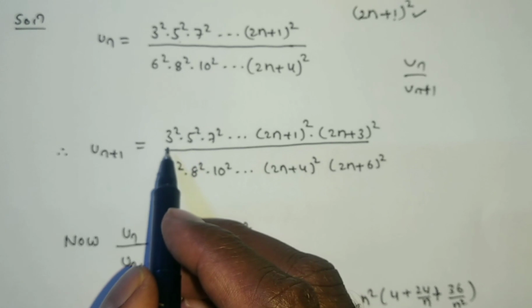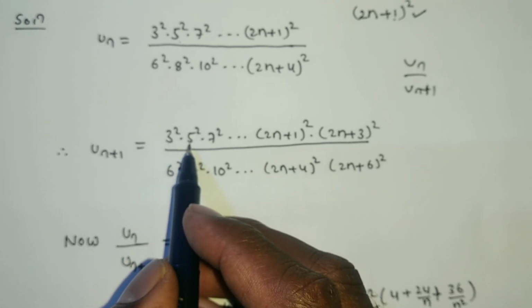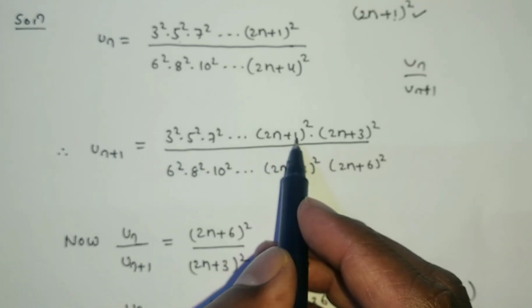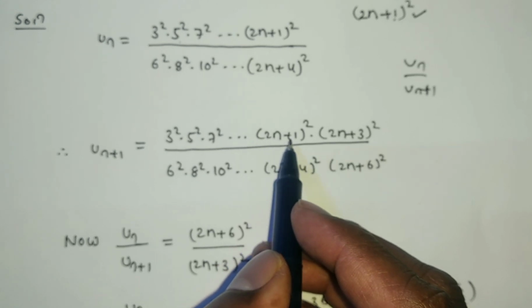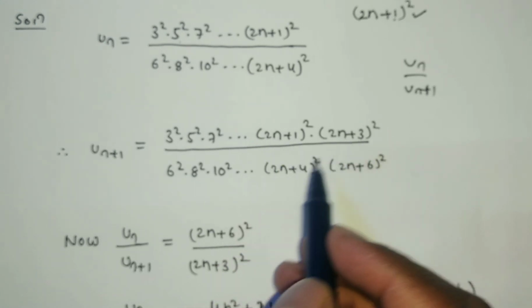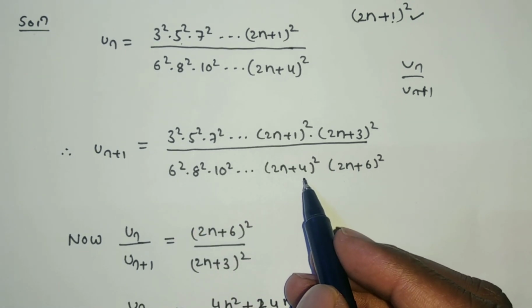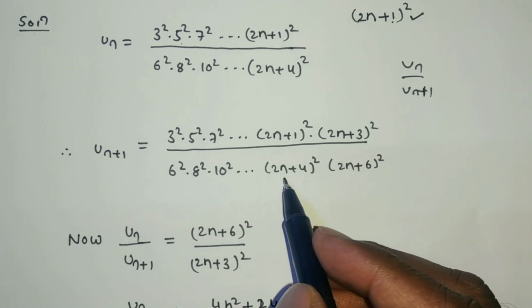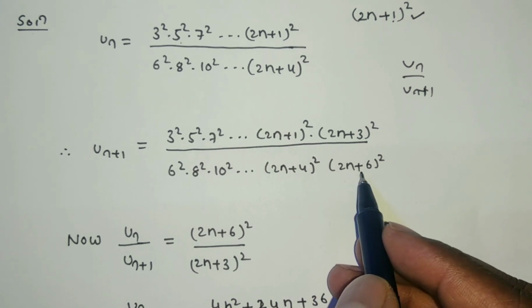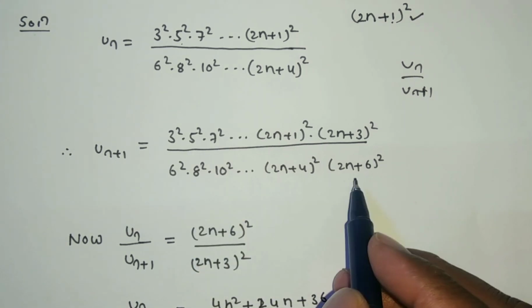Next, you just add the common difference to the last term. What is the common difference here? You have 3, 5, common difference is 2. So add 2 for this term: 2n plus 1 plus 2 gives 2n plus 3. Here the common difference is 6, 8, 10, so the common difference is 2. So add 2 to the last term. That gives 2n plus 6. This is the n plus 1th term.